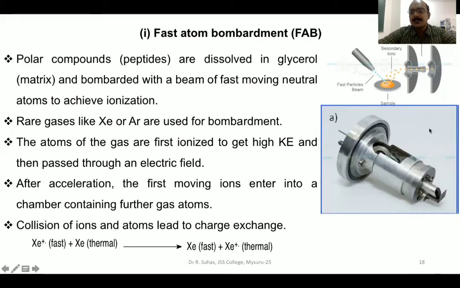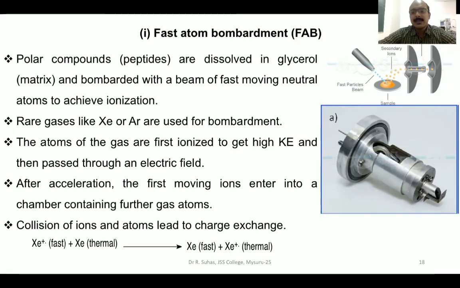So this is the unit used for fast atom bombardment. Here we mainly use rare gases like xenon or argon, and we bombard the gases with electrons first and they produce atoms. These fast moving atoms are used for bombarding the sample. This is the fast particle beam, and when it hits the sample, it produces secondary ions. These secondary ions move into the mass spectrometer, and the inlet is here. So this is the unit used for FAB. FAB is mainly used for polar compounds, say peptides.